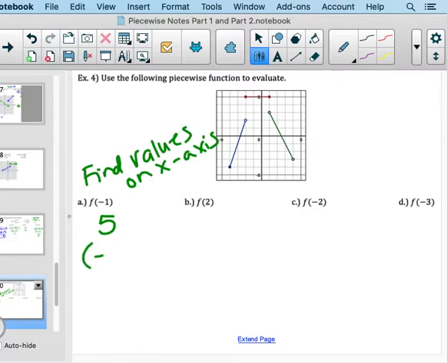Okay? So -1, 5. What about if I plugged in a 2 on this graph? Over to 2, what's its output? What's its y partner? 1.